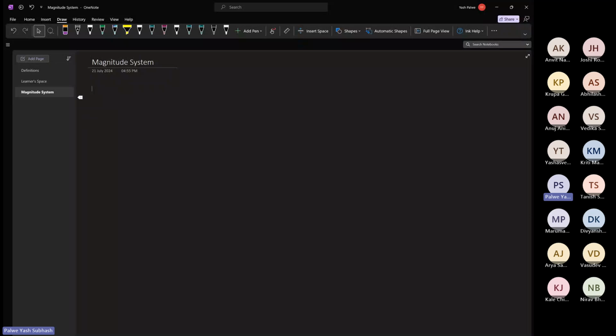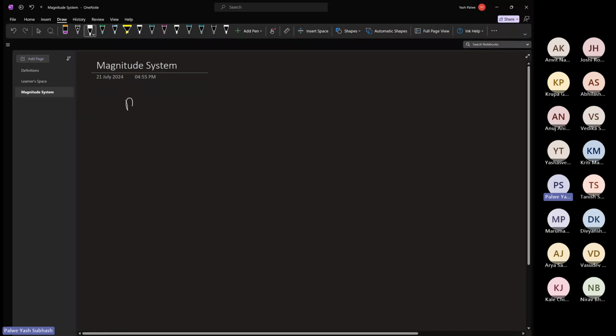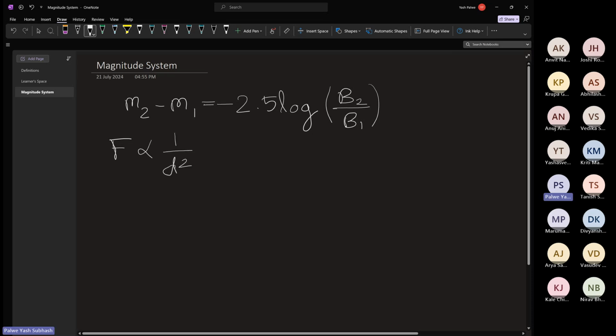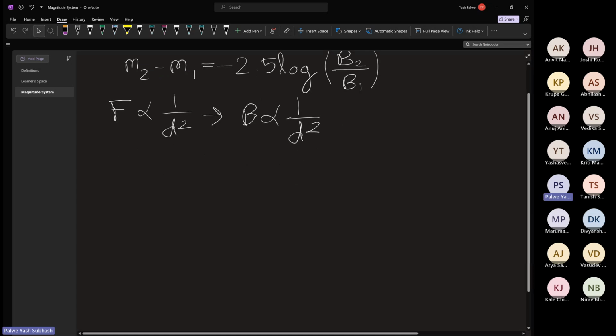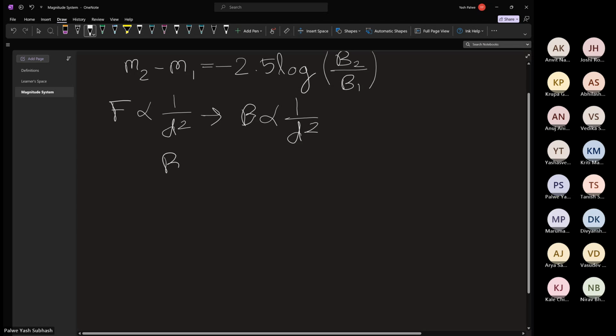Okay. So, we'll first write our basic formula down. Now, as we saw in the earlier definitions, flux is inversely proportional to d square. Therefore, brightness is inversely proportional to d square. So, brightness at 10 parsec over brightness at a certain distance d follows this relationship.